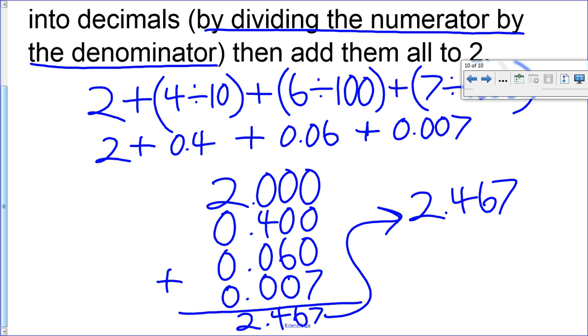2.467. So the main point of this is, when you see a decimal and you see decimal places, oh, sorry, that would not make any sense.